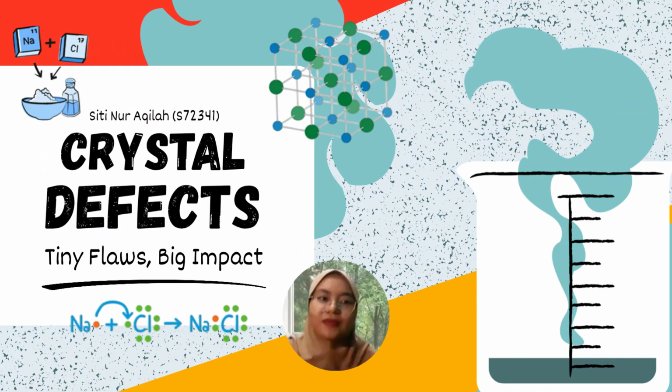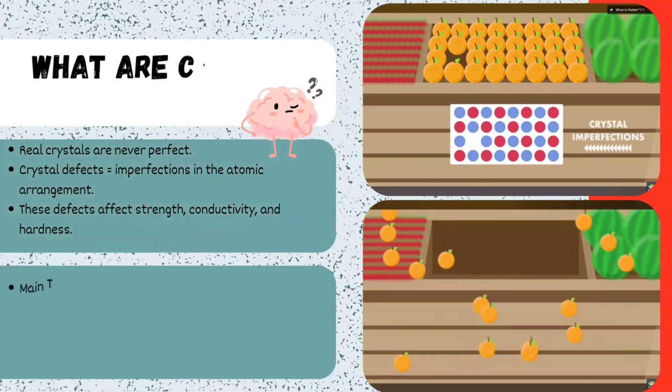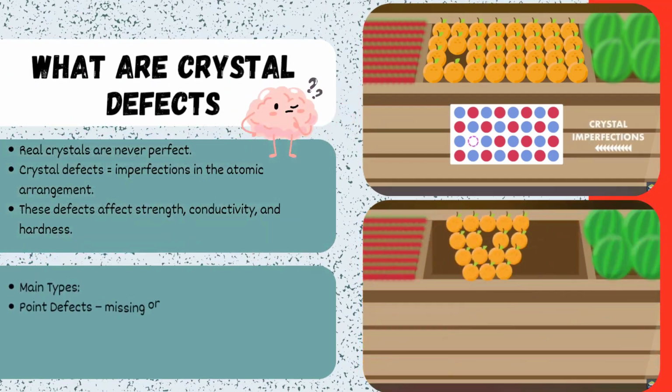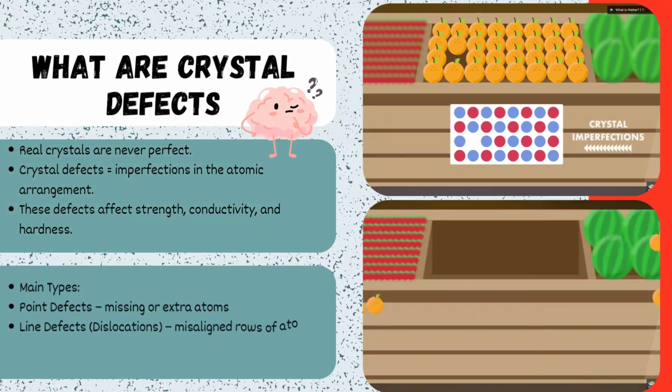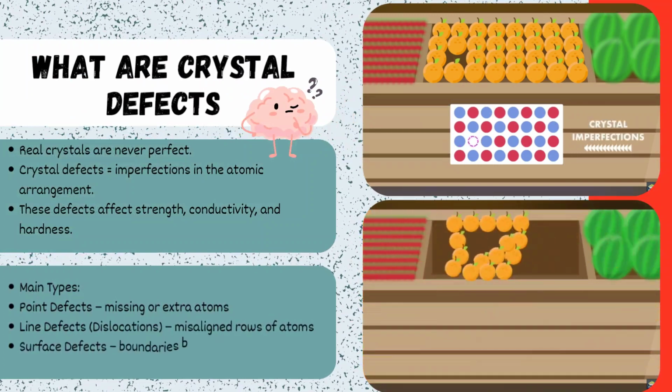Okay, so today I'm going to talk a bit about crystal defects, what they are, how they form, and why they are super important in material science. In a perfect crystal, atoms are arranged neatly in a repeating pattern. But in real life, no crystal is perfect. There are always defects. There are three main types.